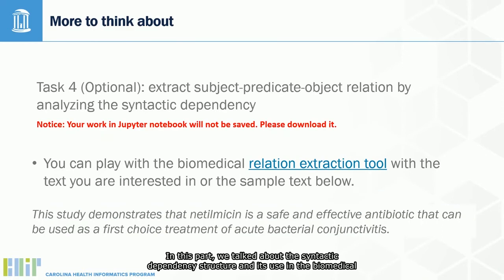In this part, we talked about syntactic dependency structure and its ease of use in the biomedical domain. In task 4, you will extract such relations using the syntactic dependency you identified in the last task. This is optional. You can move on to the Jupyter Notebook for more detail. Also, if you'd like to explore more about biomedical relation extraction, you can try this tool, which is developed by NIH. You can also play with other tools provided in the appendix of these slides.